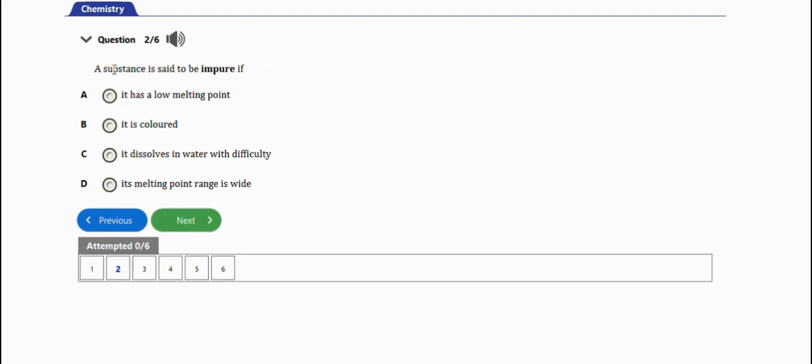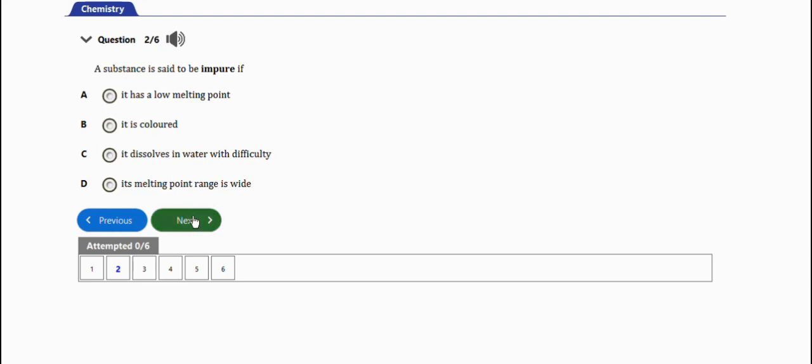It says a substance is said to be impure if it has a low melting point, it is colored, it dissolves in water with difficulty, its melting point range is wide. So the right option on this question is option D, which is its melting point range is wide. So when this happens, the substance is said to be impure.